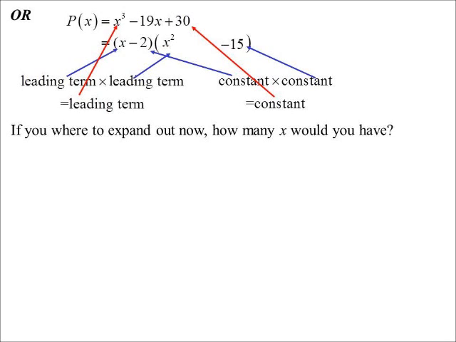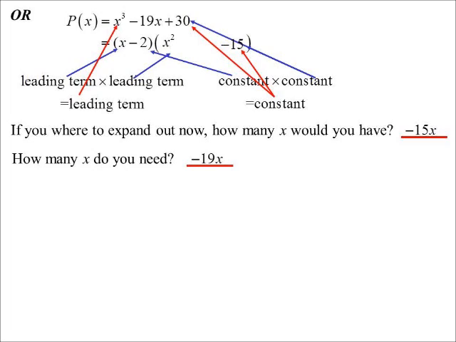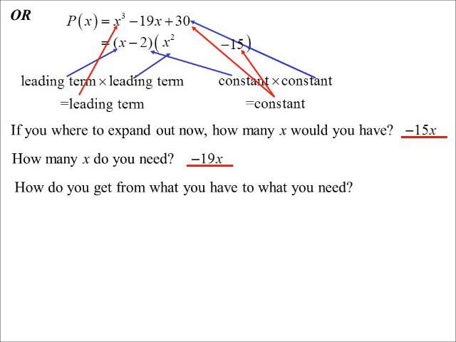Well, there's only one combination that's going to give me an x, and that's going to be the x times the minus 15. No other pairing will come up with something x. So if I was to leave it like this, I'd only get minus 15x. But I want minus 19x. How do I get from minus 15 to minus 19? It wasn't a trick question. Minus 4. Minus 4. So logically, the missing term here, which will be something x, times the negative 2, must give me that minus 4x.